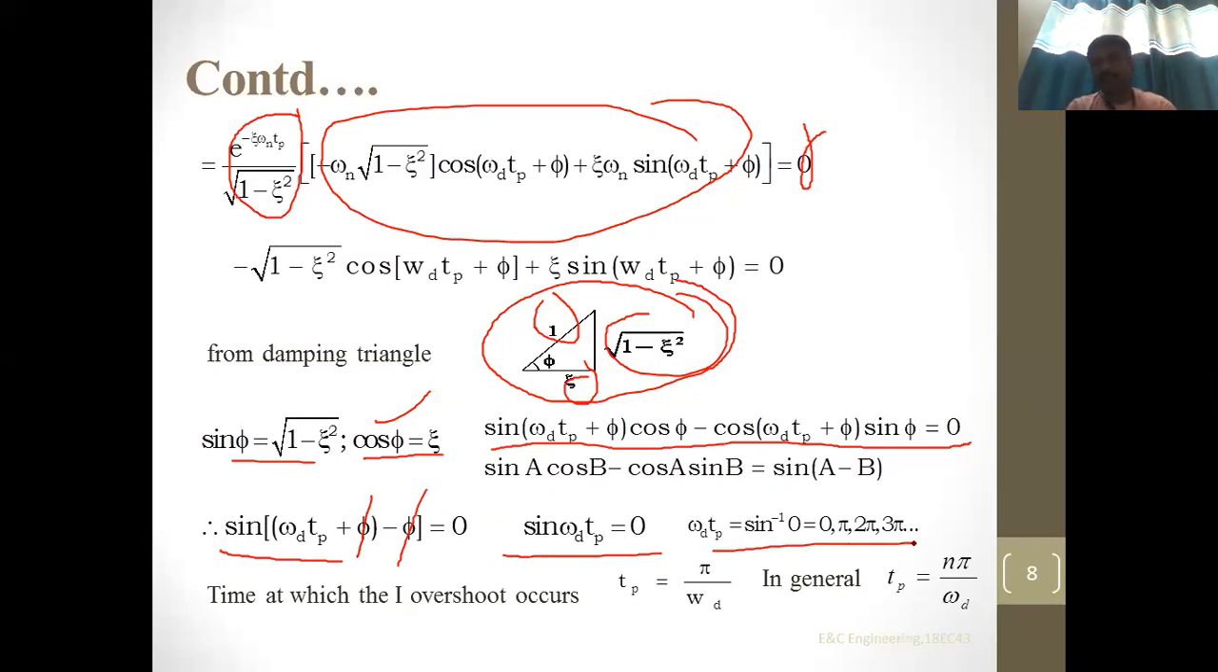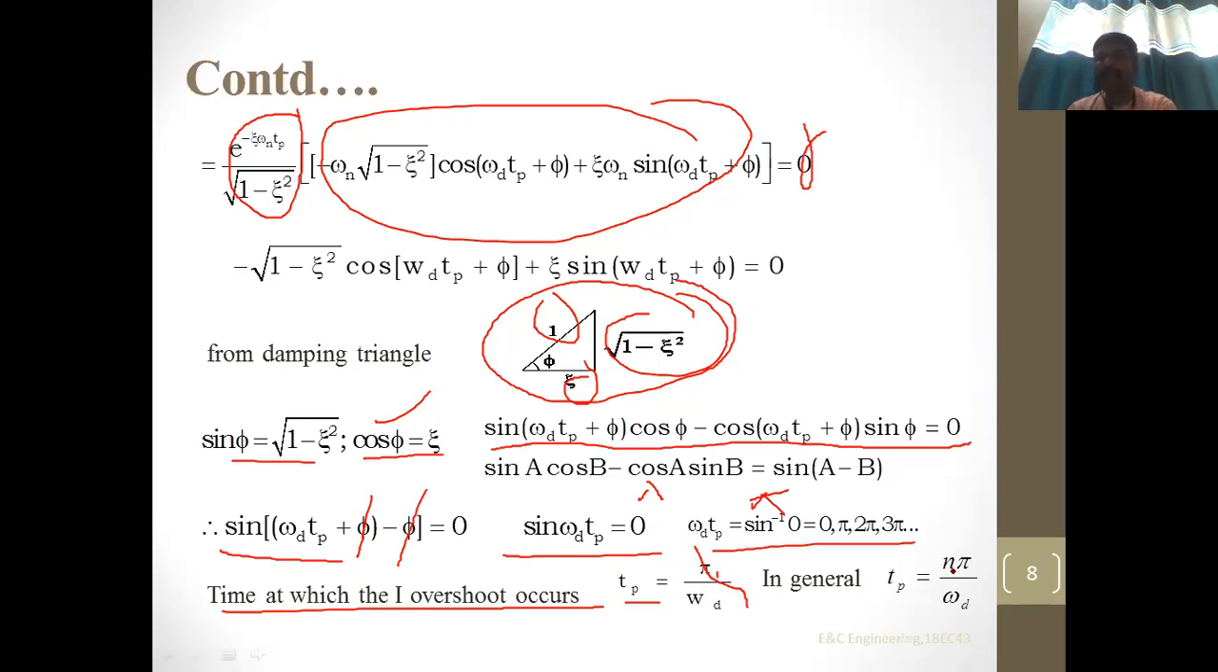Now when we have sin inverse 0, what are all the possibilities we can have? 0, pi, 2 pi, 3 pi and so on. Is it okay? 0 I can't consider. The first value I need to consider, the first peak occurs at pi. Thereby, the time at which the first overshoot occurs is at pi. Thereby, omega d tp is equal to pi. Thereby, what is TP? TP is equal to pi divided by omega d.